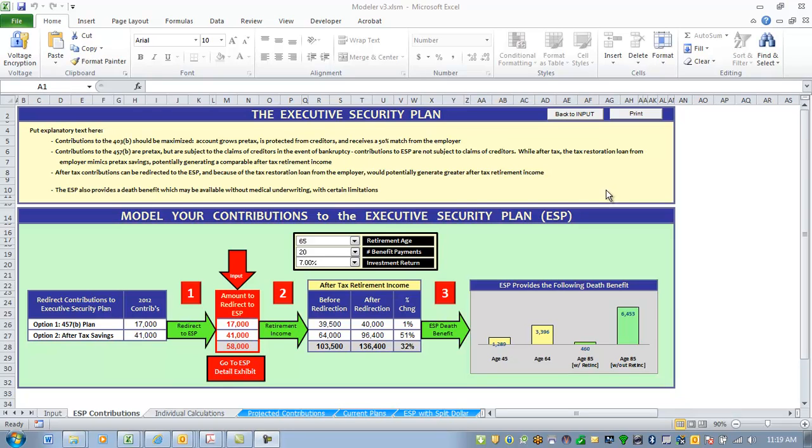This is a brief explanation of the Executive Security Plan exhibit found in the modeler. In order to get to the Executive Security Plan detailed exhibit, you can click on the red button at the bottom of this input screen. Alternatively, you can see that there are various worksheets within the modeler workbook, and the one that we'd like to look at is the ESP with split dollar.